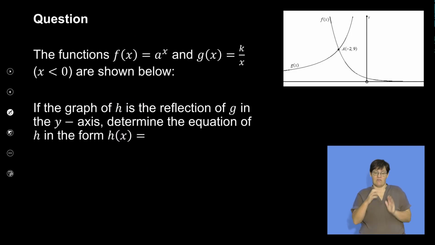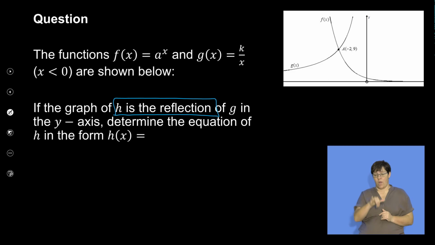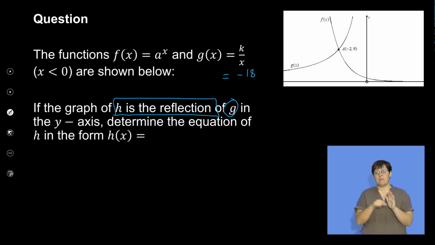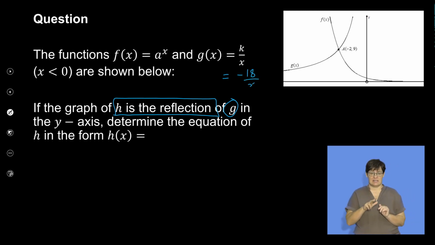Now, if the graph is reflected about the y-axis to form the graph of g, you need to determine the graph of h in the form h of x is equal to. So the graph of g, remember we said this was the same as minus 18 over x.